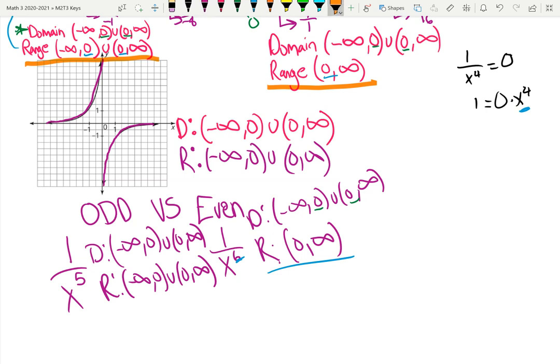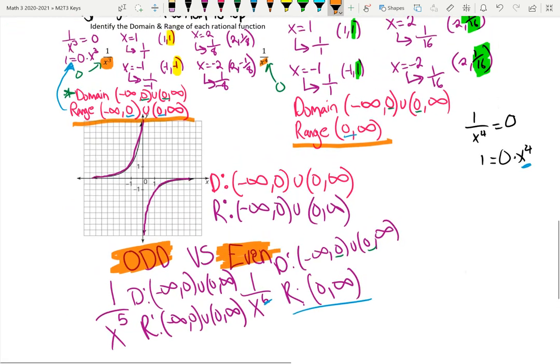So I hope this helps and explains how to identify the domain and range from an equation, from a graph, because you're going to have to do either.